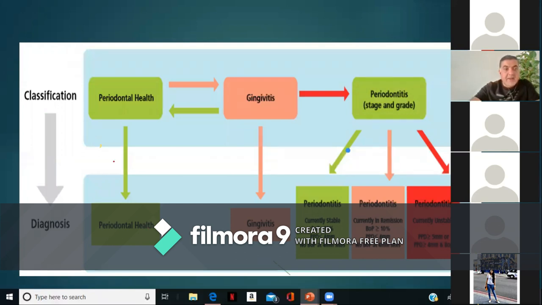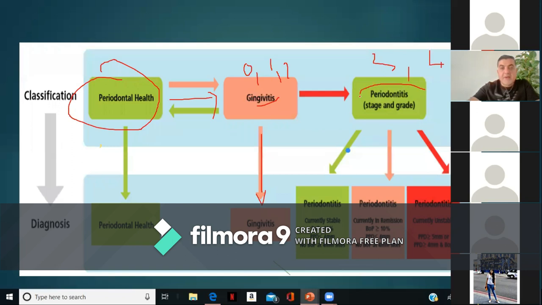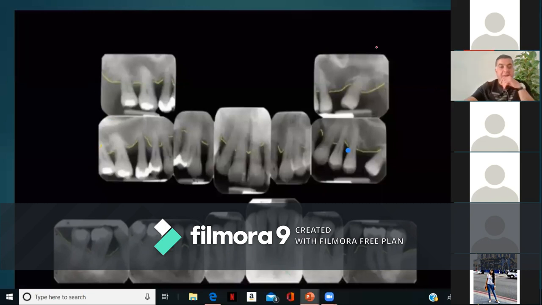Classification, again: periodontal health. This is my patient. A new patient comes to me. I did a BPE for him. If the BPE is 0 or 1 or 2, it's gingivitis, that's it, treat as gingivitis. If it's score 3 or 4, then it is periodontitis, and we need to do the new classification: staging, grading, stability, risk factor, and extent. Now, this is a full mouth periapical x-ray, to show you how they will assess the bone resorption in between the teeth.